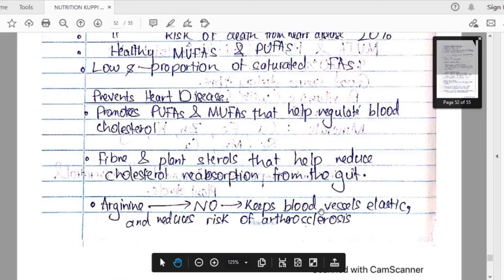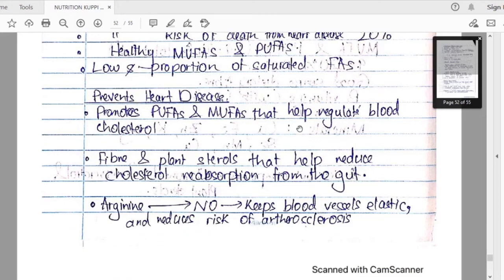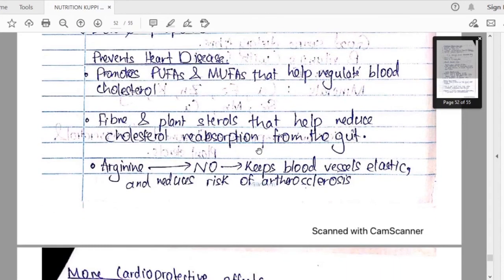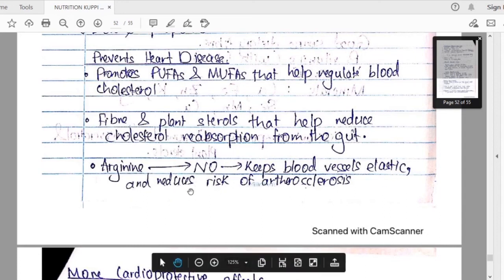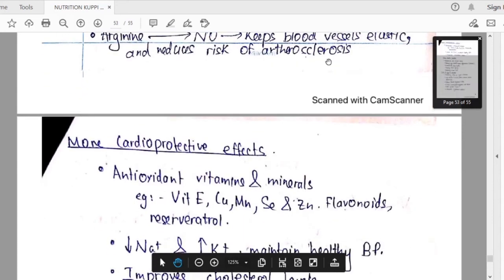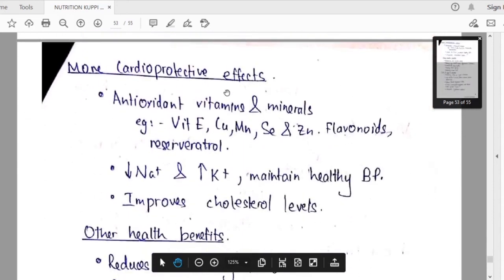Prevents heart disease. Promotes polyunsaturated fatty acids and monounsaturated fatty acids that help regulate blood cholesterol. Fiber and plant sterols that help reduce cholesterol reabsorption from the gut. Arginine produces nitric oxide, which keeps blood vessels elastic and reduces the risk of atherosclerosis. Tava cardioprotective effects vagayat thiyena.